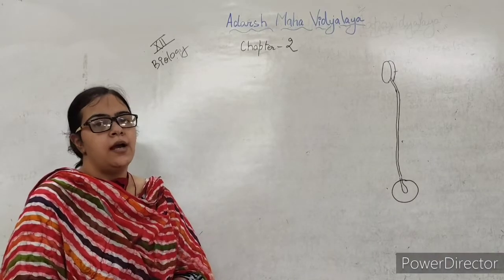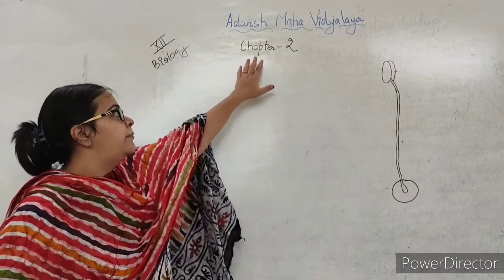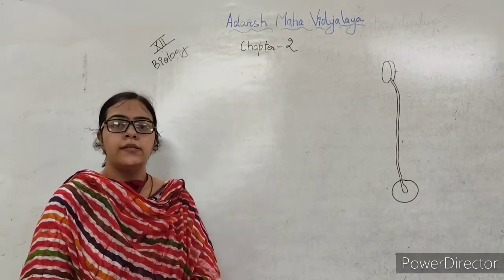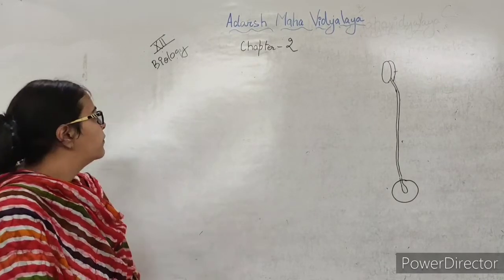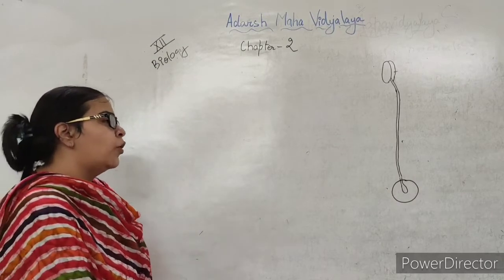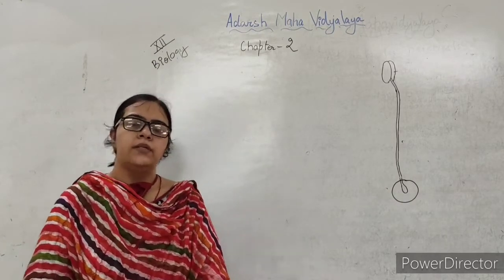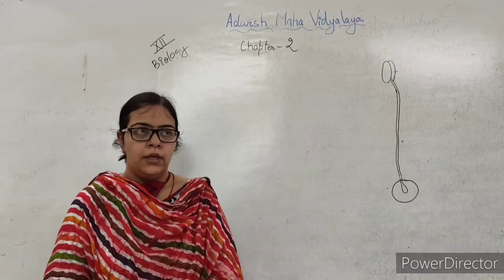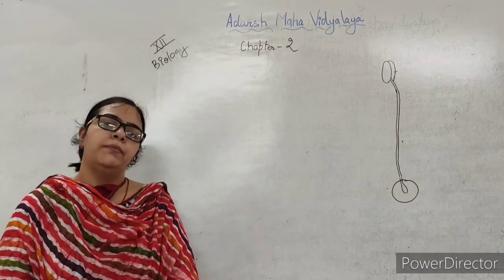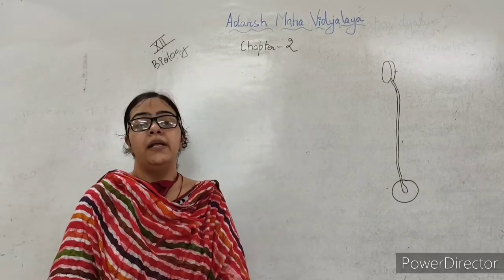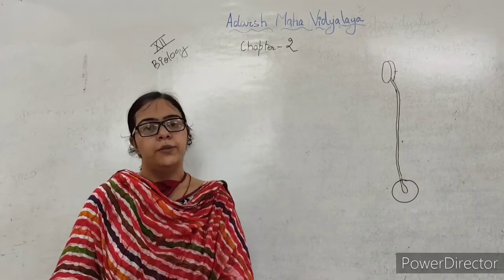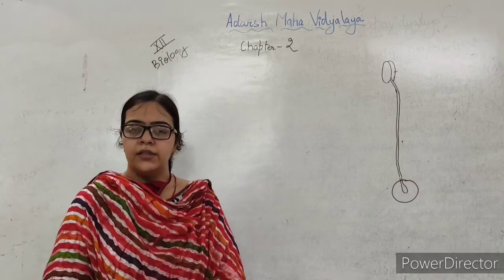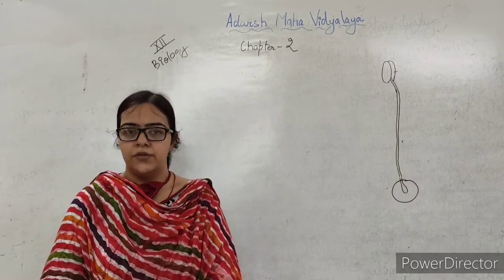Today we are going to start with the second chapter, that is sexual reproduction in flowering plants in unit 1. Now we have already seen various events which are involved in sexual reproduction in chapter 1. When we talk about angiospermic plants, the flower is the male reproductive structure of the plant. The flower will have male reproductive structure and female reproductive structure.